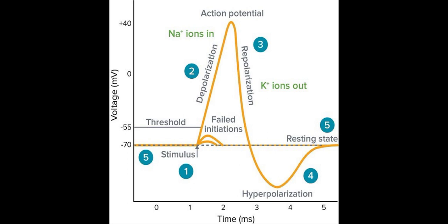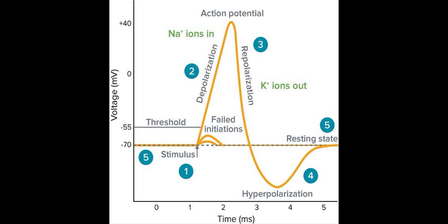And second is depolarization. As you see in the image, the action potential begins with depolarization, a change in membrane potential towards zero. This occurs when a stimulus, such as a neurotransmitter binding to a receptor on the neuron membrane, opens ion channels. In most neurons, this involves sodium channels opening, allowing sodium ions to rush into the cell.